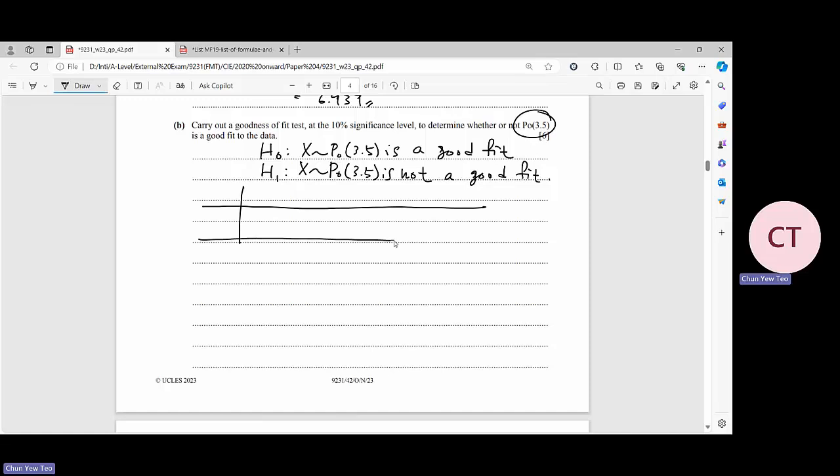Okay, so I have to redraw the table again. We have the number of breakdowns. This one will be combined together and become less than or equal to 1. Then 2, 3, 4, 5, 6, and greater than or equal to 7.